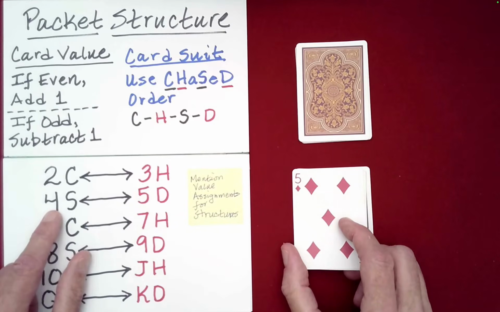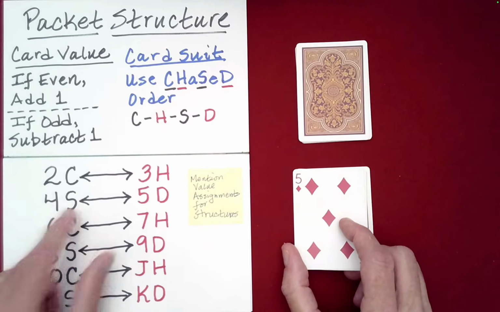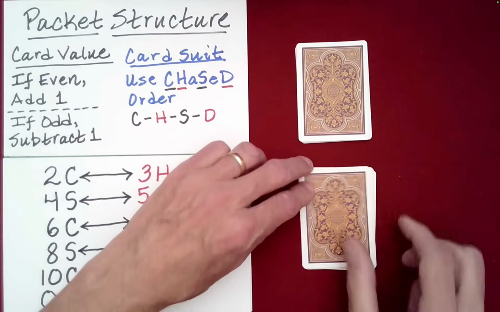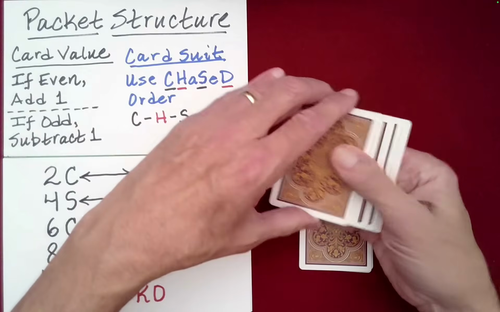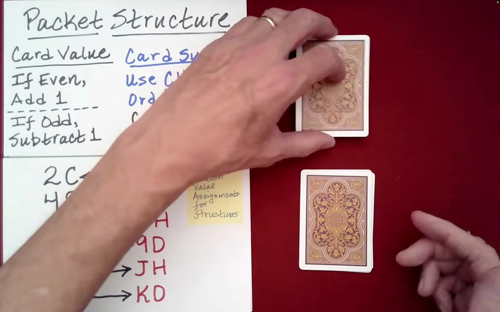That would land me on the 4. And then what comes before diamonds in Chased order? Well, it's the spades. So I would know that your 5th card down has to be the 4 of spades. And it is. Okay? Why don't we do just one more?